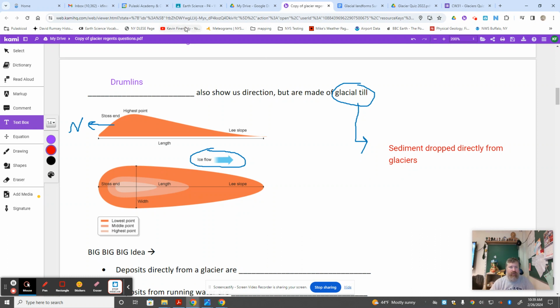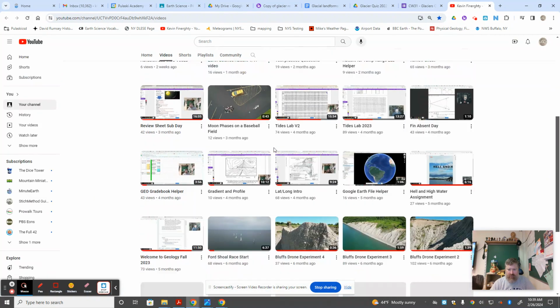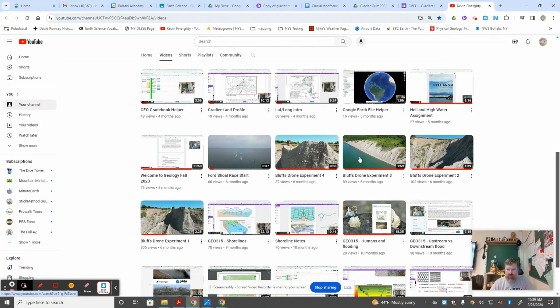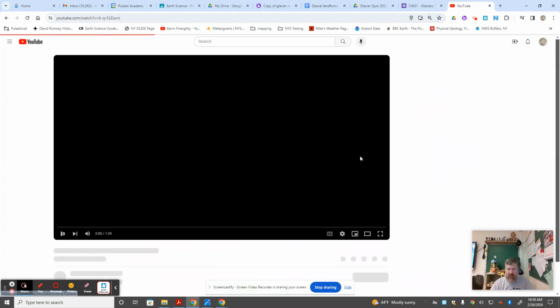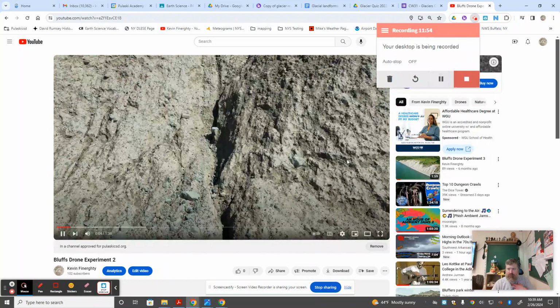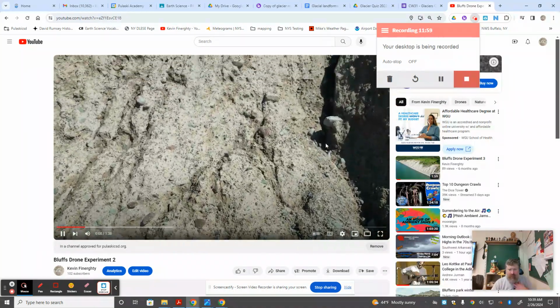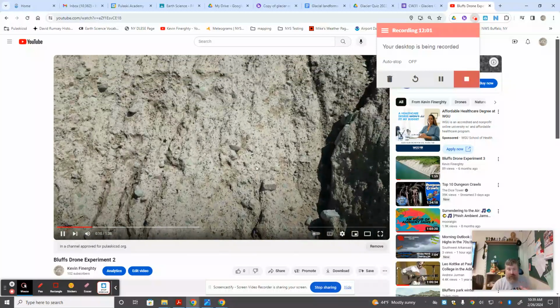Now, I know I showed most of us this, but if I can show one YouTube video on another YouTube video, we'll get meta here. I think this was the good one. No, it's not. Let me pause and find the right one. So this is a very close-up view of glacial till.